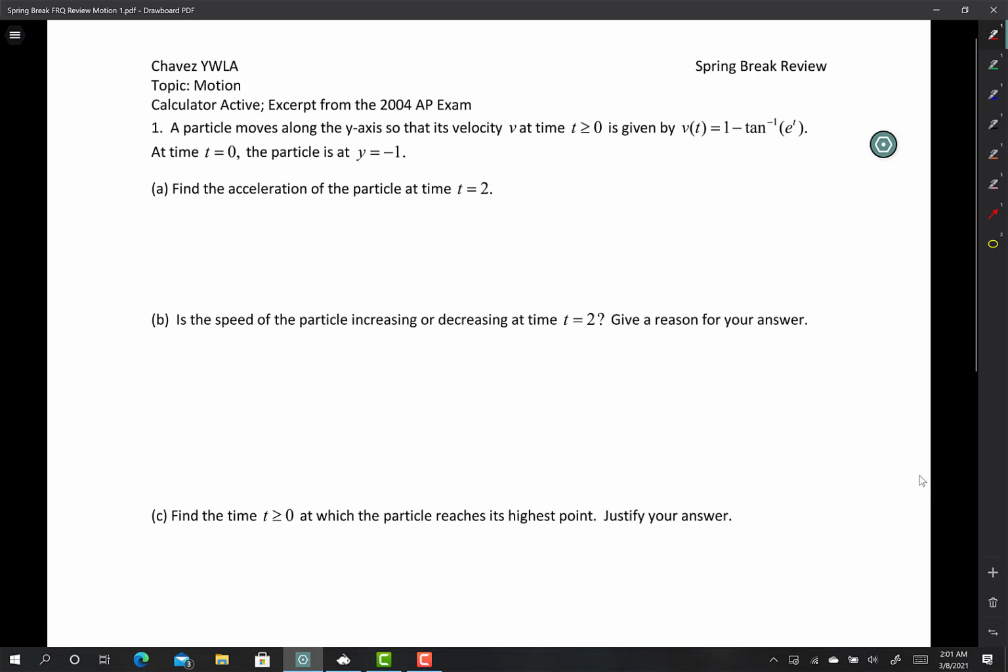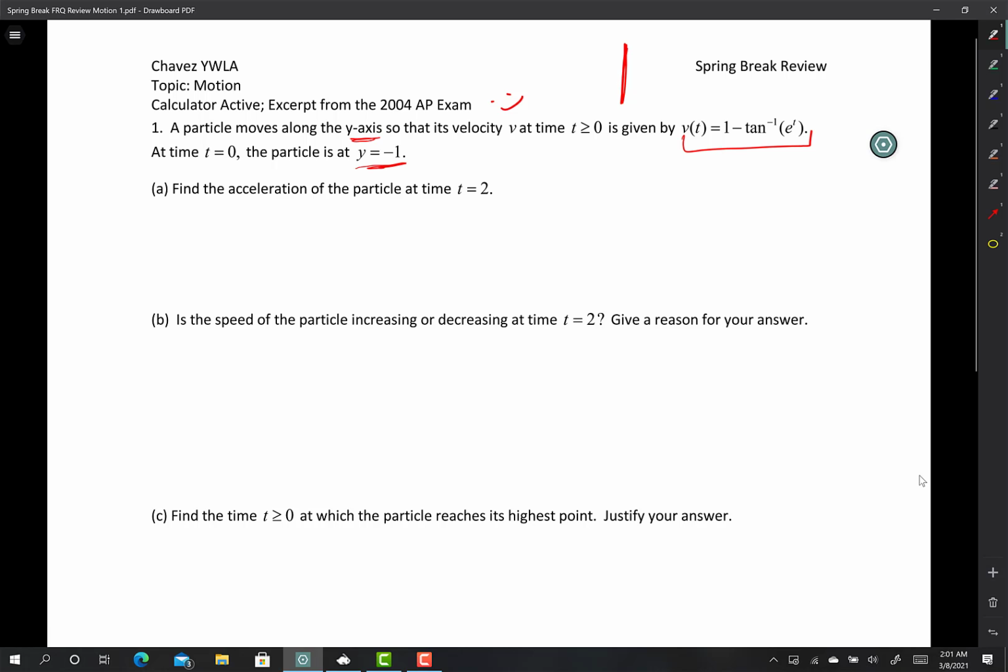So this is a calculator active question. It's from the 2004 AP exam. Let's try it out. It says a particle moves along the y-axis, so it's either moving up or down. Its velocity v at time t greater than or equal to 0 is given by an expression that describes my velocity. At time t equals 0, the particle is at y equals negative 1. So we have a particle that's just moving up or down, and that's all that's happening.